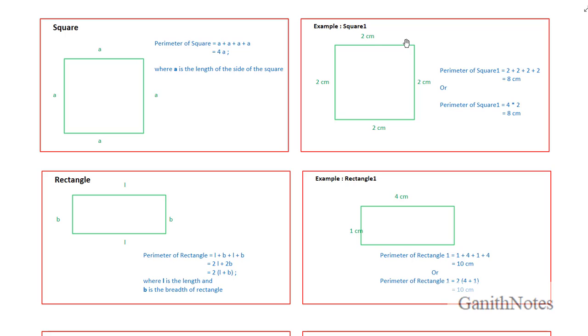So let's see one example of a square. The given figure is a square which has a side length of 2 centimeters. So the perimeter of this square is nothing but 2 plus 2 plus 2 plus 2, which is equal to 8 centimeters. Or by applying the same formula that we have seen earlier, we can say that it is 4 times the length of one side of the square, which is equal to 4 into 2, which is equal to 8 centimeters. Moving on to the next type of quadrilaterals, which is the rectangle.